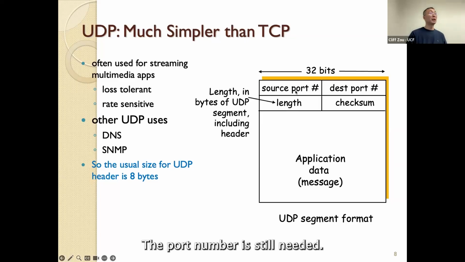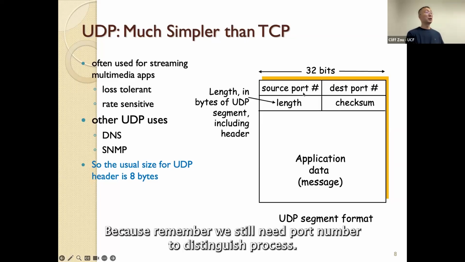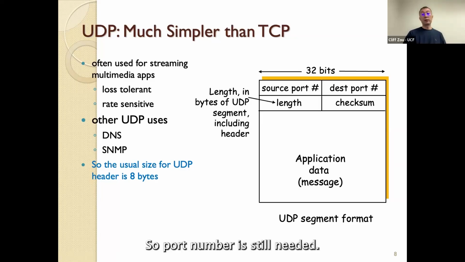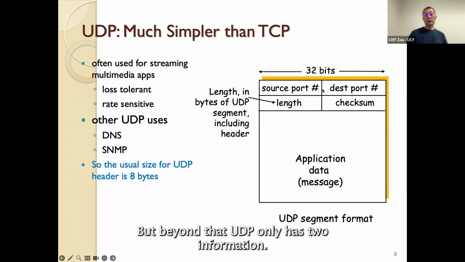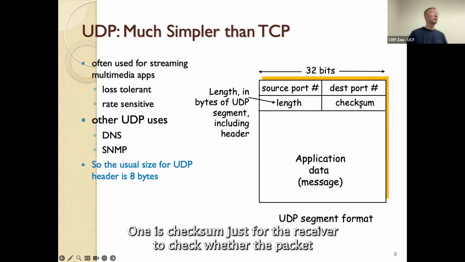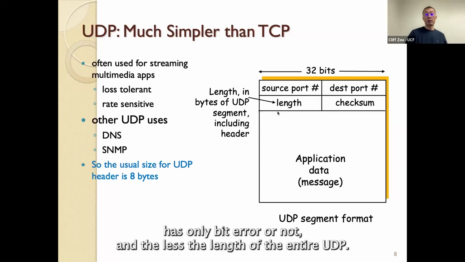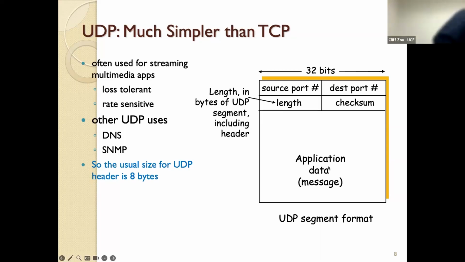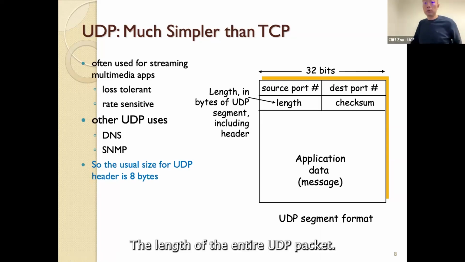The port number is still needed, because remember, we still need the port number to distinguish processes. But beyond that, UDP only has two pieces of information. One is the checksum, just for the receiver to check whether the packet has any bit error or not, and the other is the length of the entire UDP packet.